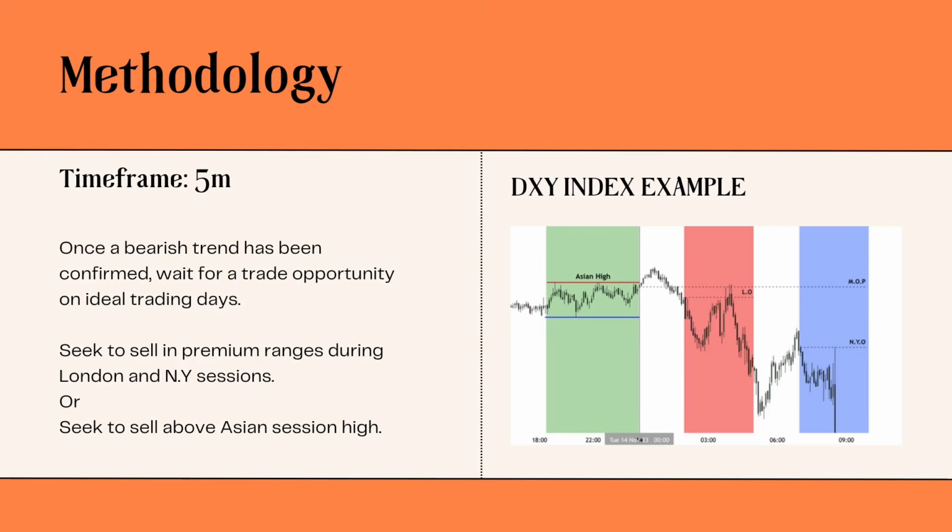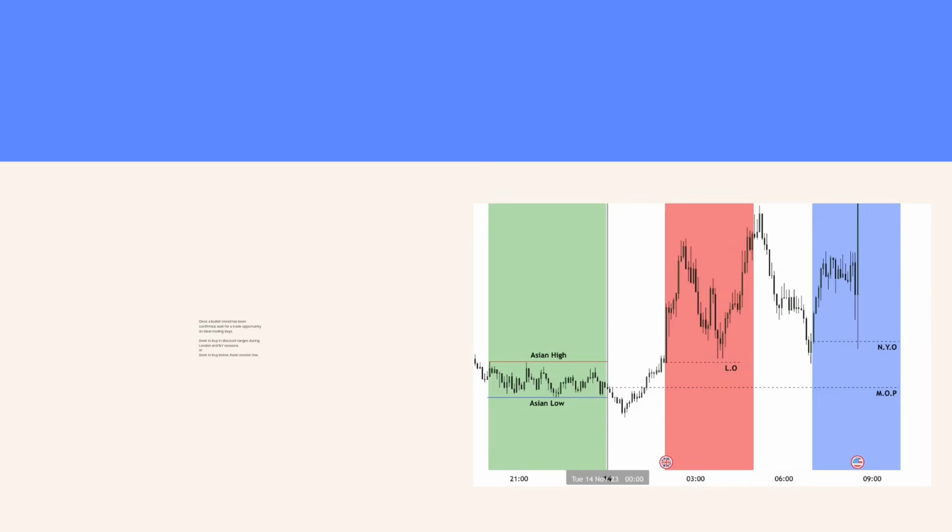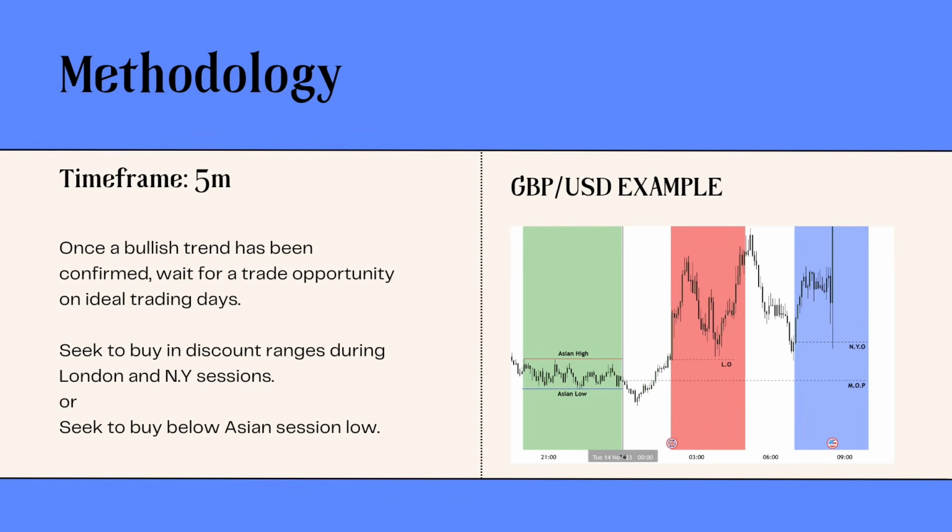Methodology. The time frame we're going to be looking at is the 5-minute. Once the bearish trend has been confirmed on the daily time frame, wait for a trade opportunity on ideal trading days. Seek to sell in premium ranges during London and New York sessions, or seek to sell above the Asian session high. Inverse for the buyer, we're still looking at the 5-minute time frame.